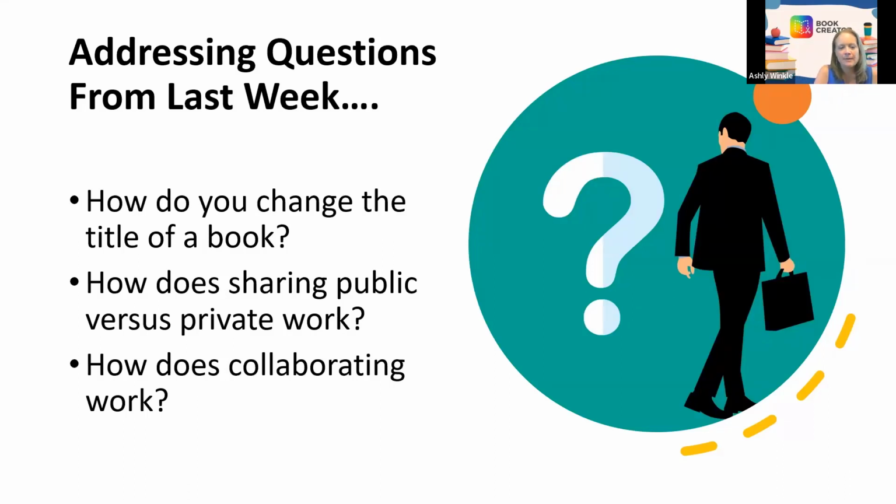How does sharing public versus private work? When you publish a book, you can choose whether you keep it private, which means you get a secure link to the book that you can share with whomever you like. Or you can also choose public, which means your book will appear in Google and other search engines, meaning more people will find your book and they can remix it if you want them to do that. If you don't want them to, you just don't make it public.